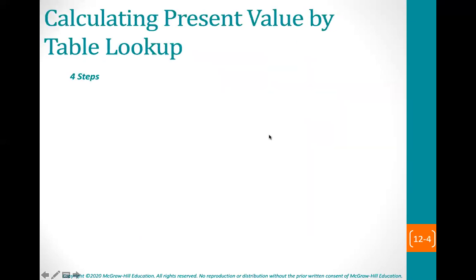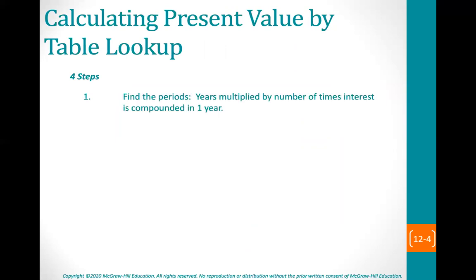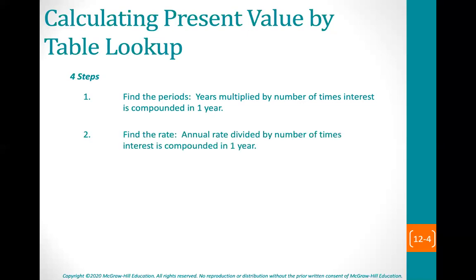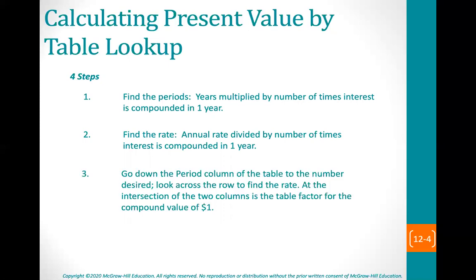So we calculate present value by table lookup. Aren't you guys so excited about another table lookup? Find the number of periods: years multiplied by the number of times interest is compounded in 1 year. Find the rate: annual rate divided by the number of times interest is compounded in a year. Go down the period column of the table to the number desired. Look across the row to find the rate. At the intersection of these two columns is the table factor. Multiply that table factor by the future value, and that gives you the present value.